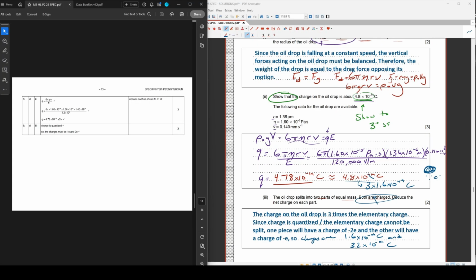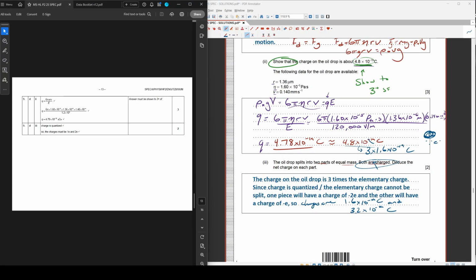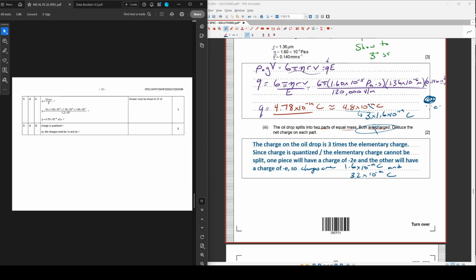Okay, and finally we get a mark if we realize that this is the move to do, the electric force equals this force, and solve for Q in terms of variables. They then give us a mark if we show that we're plugging in the right values, and another mark if we show the unrounded answer to at least 3 sig figs to show that we got about 4.8. And last, they're looking for us to say charge is quantized, and so therefore 1e and 2e.